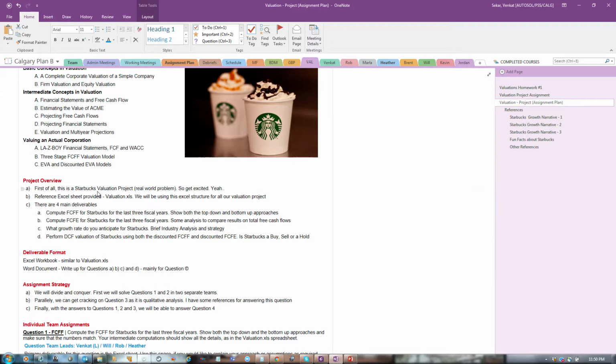First question is compute FCFF for Starbucks for the last 3 fiscal years. So he wants, of course, the top down and the bottom up approaches. And then the next question is FCFE for Starbucks for the last 3 fiscal years, and he wants us to compare the results of these total free cash flows. And then the third question is a very interesting question.